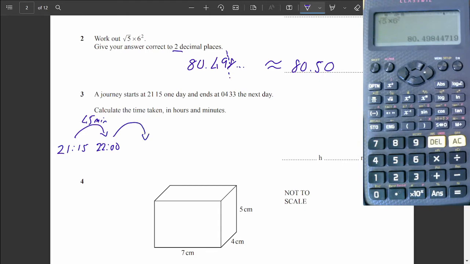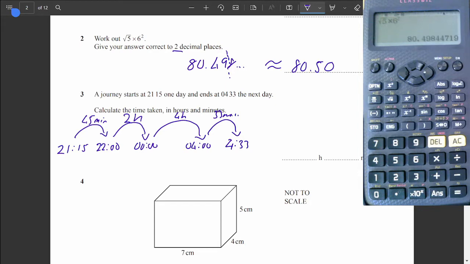Then let's jump to midnight, which is 00:00 or 24:00, which is another 2 hours. Then we can jump to 4 o'clock in the morning, which will be another 4 hours. And then we jump another 33 minutes to 4:33.